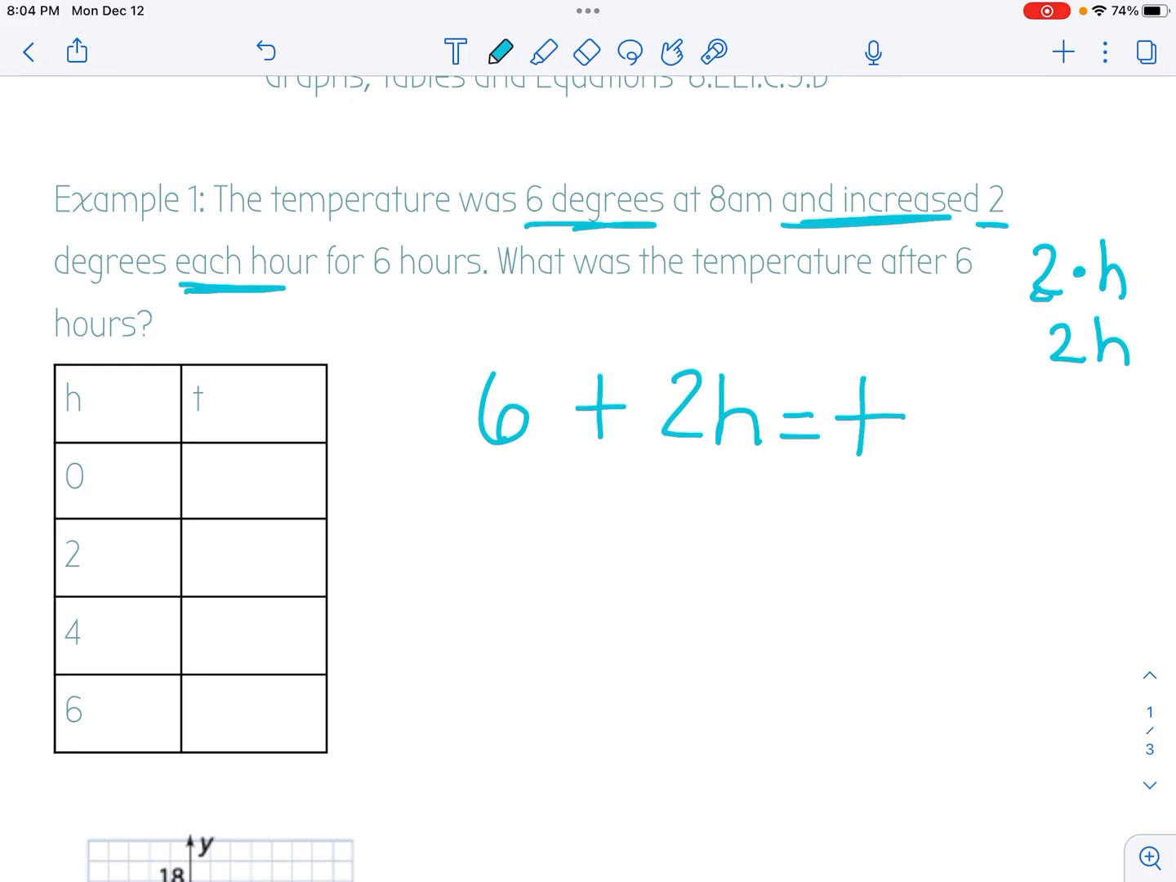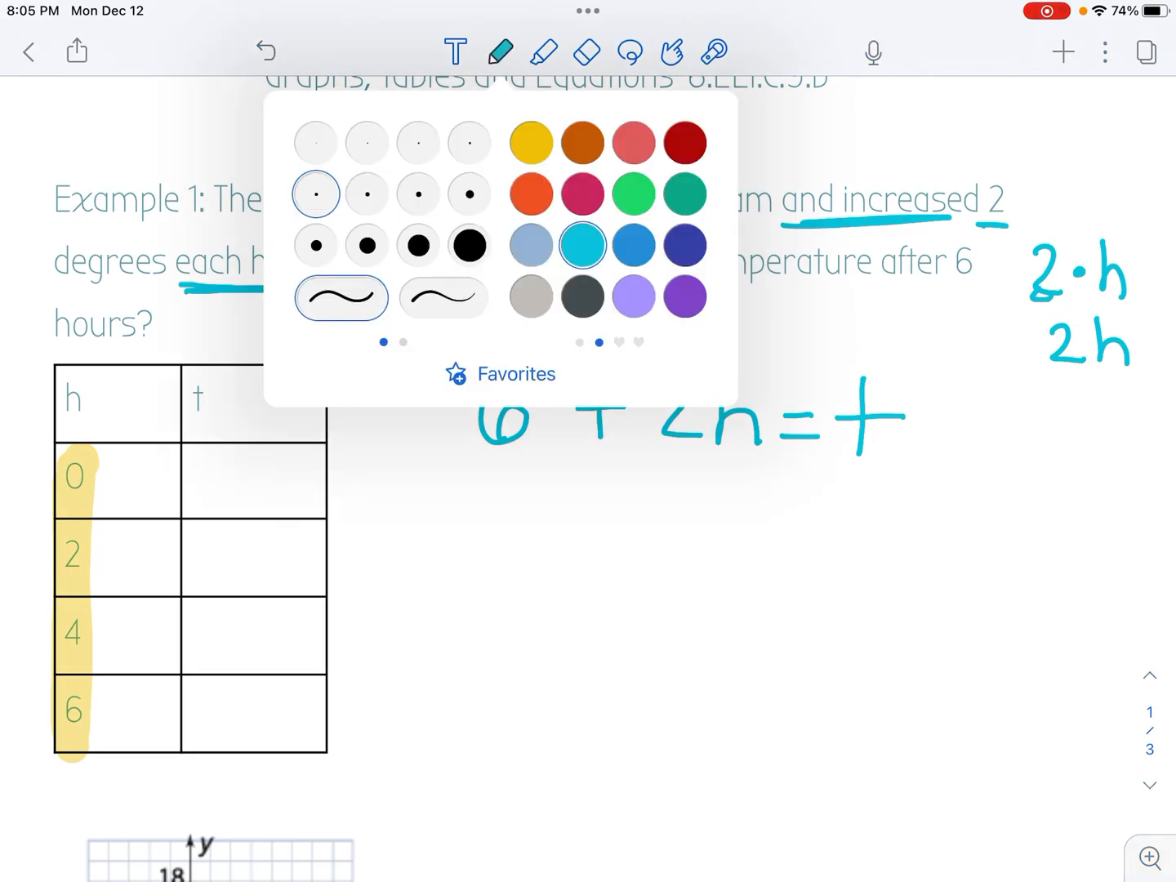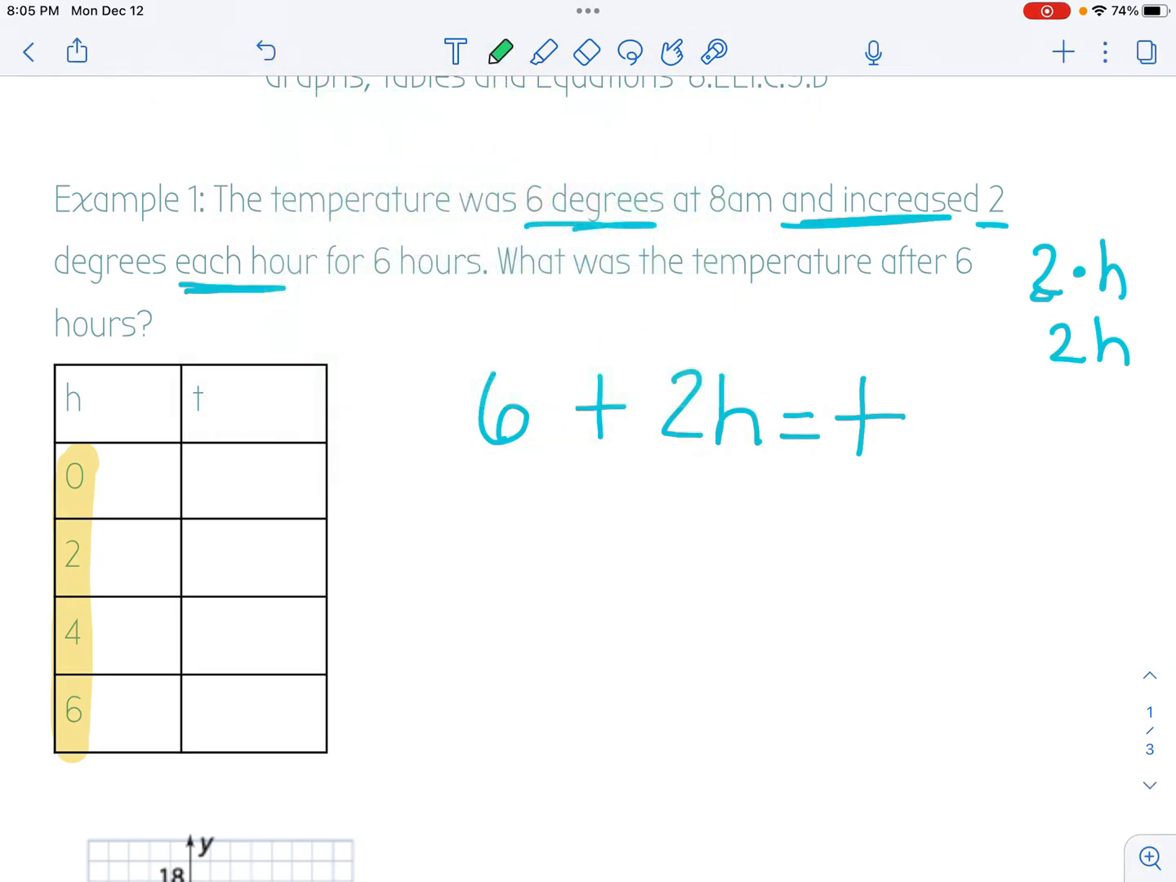Okay, so now what I'm going to do is look at my table here, and just like with substitution that we talked about earlier in this topic, I'm going to substitute in all of these values for H to figure out what my temperature is. So the first value I have is 0. Now I can go ahead and plug that in, or I can just say when we started, it was 6 degrees. Okay, that's my starting point.